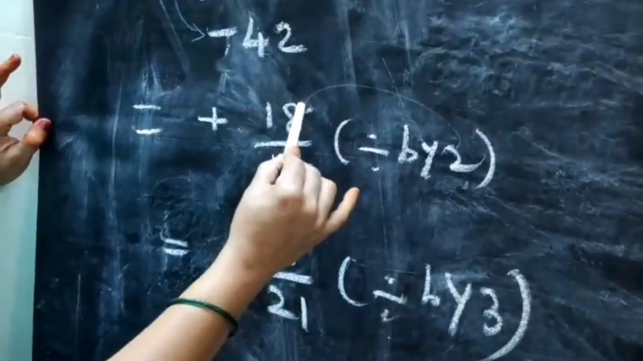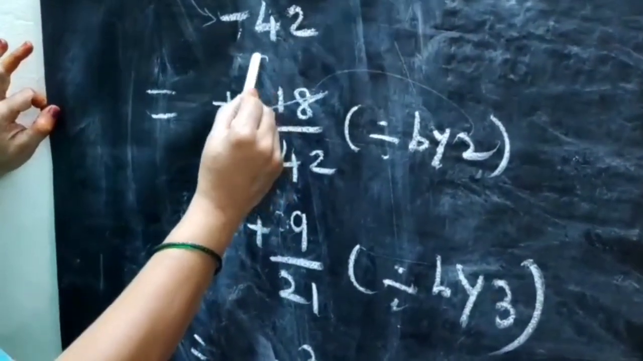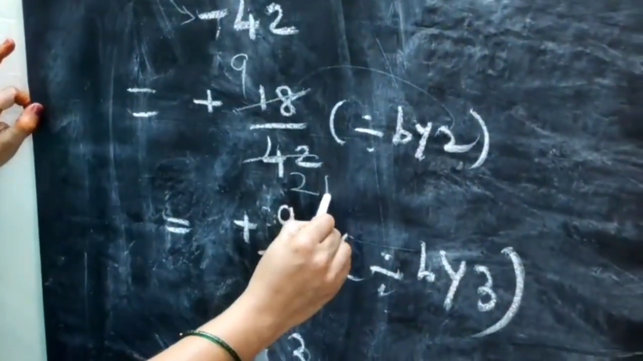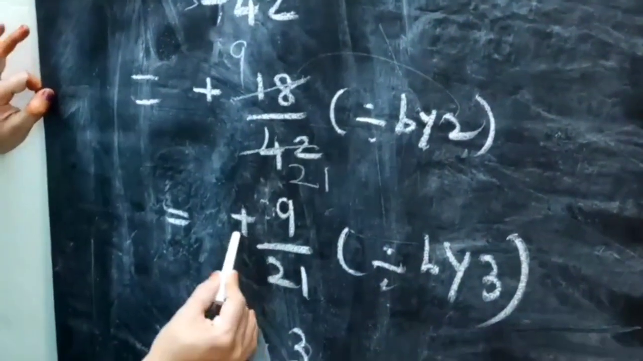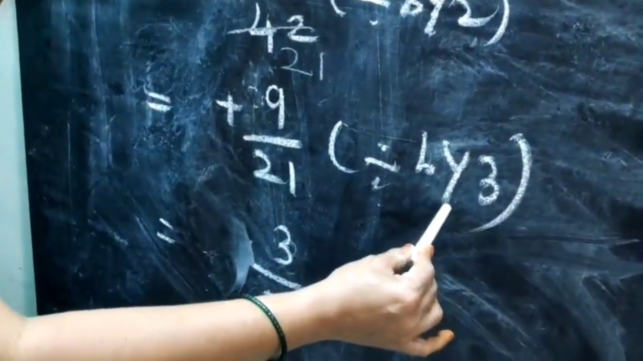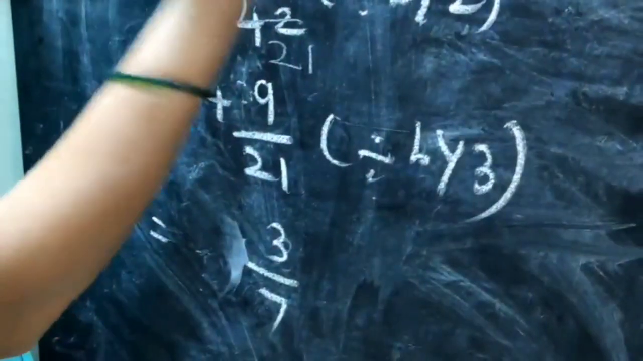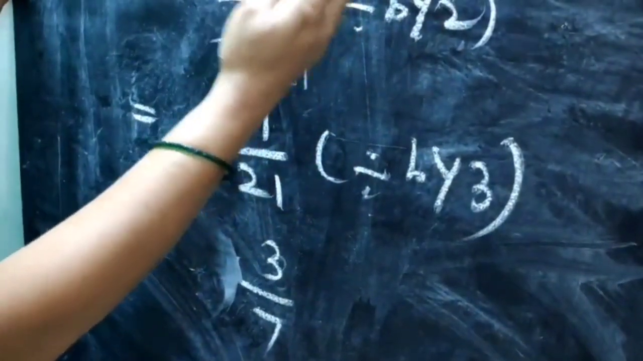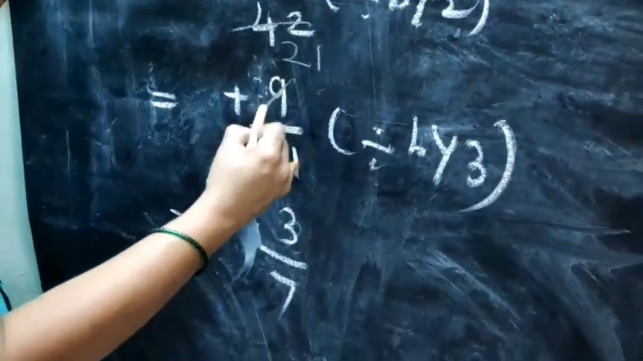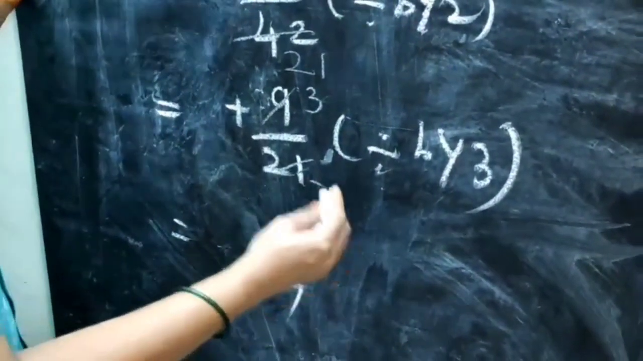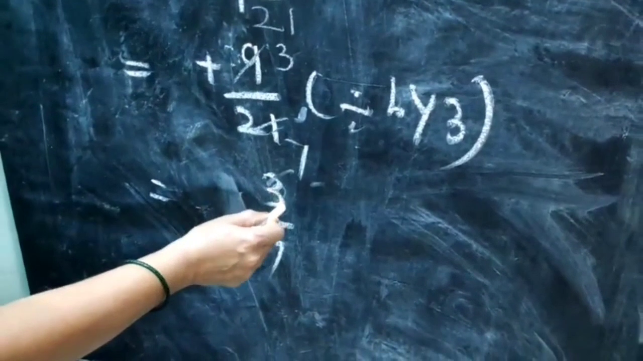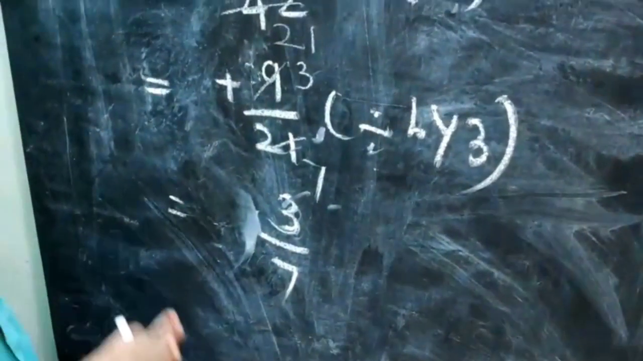How many 2s are 18? 9 2s are 18. Next, 2 2s are 4. 1 2 is 2. So 21 2s are 42. Plus 9 by 21. These two numbers are also possible in another table. Third table. You can use the 6 table directly, also correct. Some students want to learn one by one, so I am teaching the 2 table, then the third table. 3 3s are 9. 7 3s are 21. So plus 3 by 7. Plus symbol. Whatever symbol is there, it is a plus symbol. So write 3 by 7.